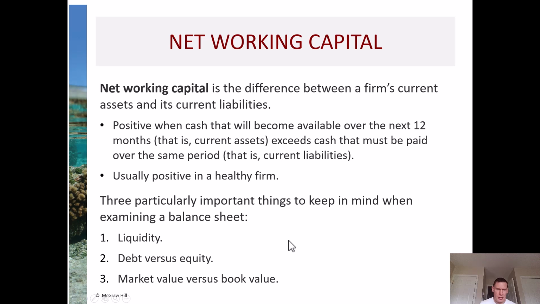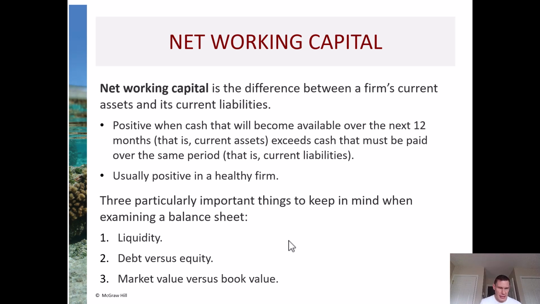So net working capital. I just kind of alluded to this, we'll just run through this briefly. Net working capital is the difference between a firm's current assets and its current liabilities. It's positive when cash that will become available over the next 12 months, that is current assets, exceeds cash that must be paid over the same period, which of course is current liabilities. And it's usually positive in a healthy firm. This also is what we call liquidity, as you see below. Think of a firm's liquidity as basically nearness to cash. Can they pay their bills in the short term?